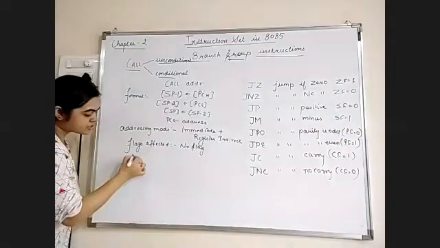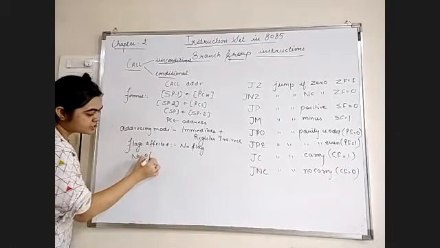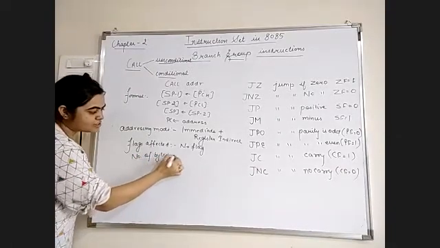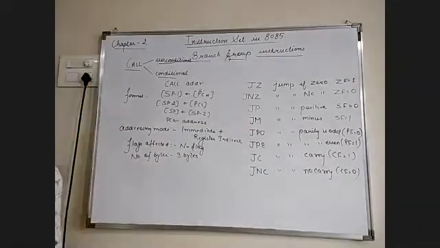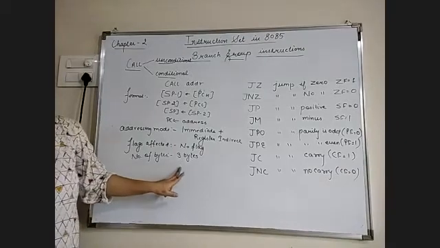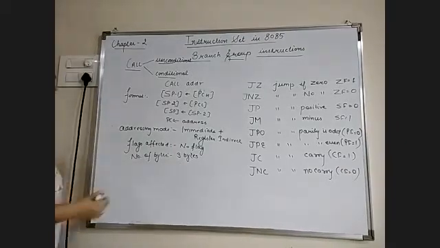Next we have the number of bytes. So this instruction will occupy 3 bytes of memory. 2 bytes is for the address and 1 byte is for the opcode. So in total, this instruction occupies 3 bytes of memory. Now we can see the example.